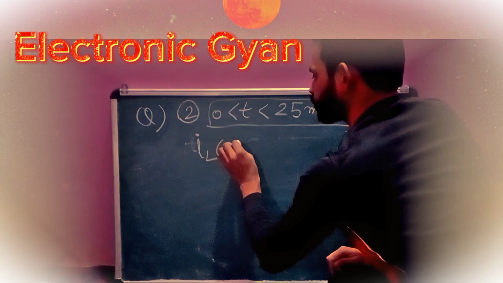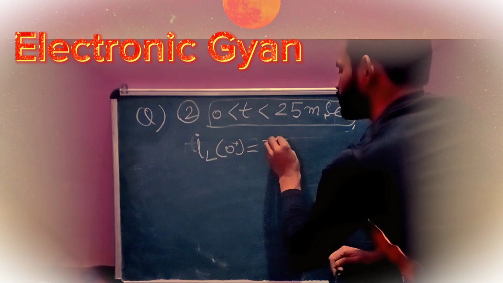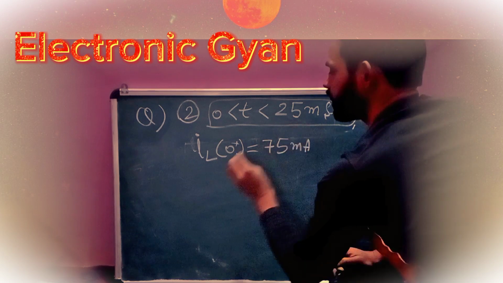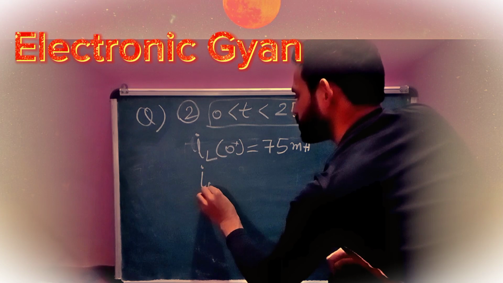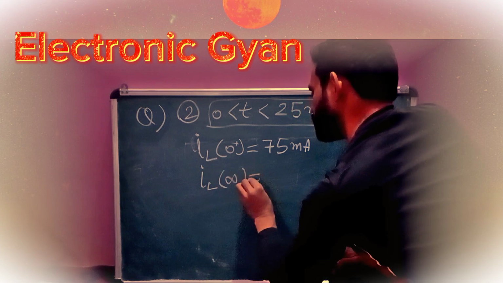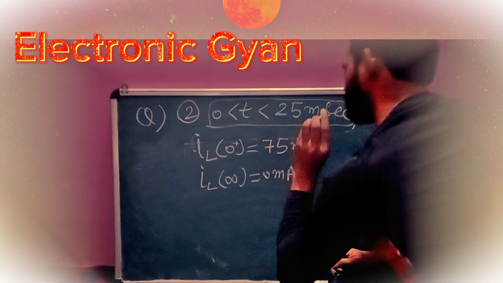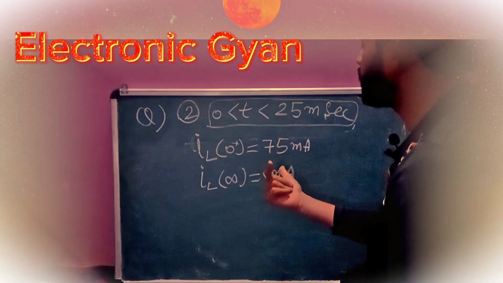Through the inductor, how much current did we obtain? We obtained 75 milliampere. Yes, 75 milliampere is the initial current, and the steady state current we obtained is 0 milliampere. Now what else do we need? The time constant for this duration of time.